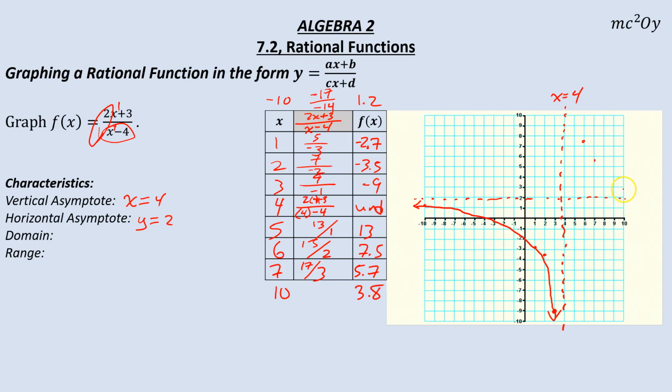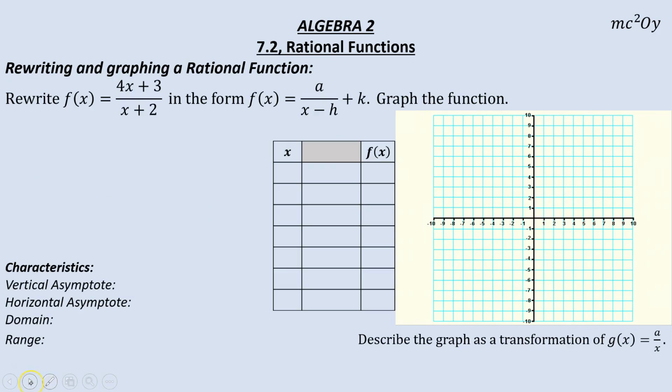So 3, 8, this curve down, all that is right. Except there's another way to graph this. There's another way to graph this, and that's how we're going to graph this last one.